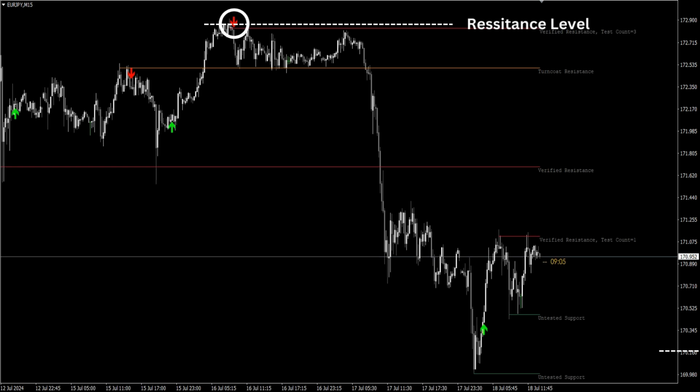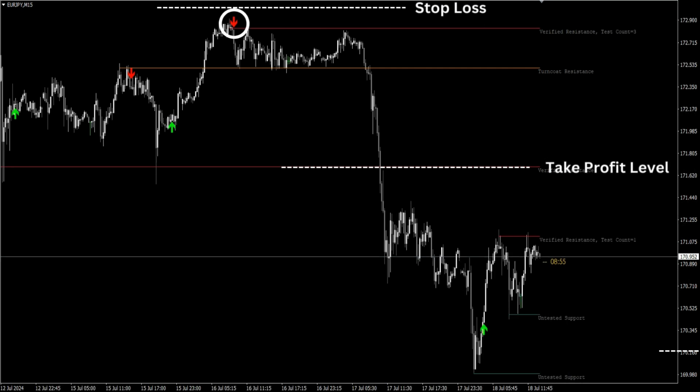When the price is near the resistance level and a sell arrow signal is received, place a sell order. Set the stop loss at the previous high point. Set the take profit level at the next support level.